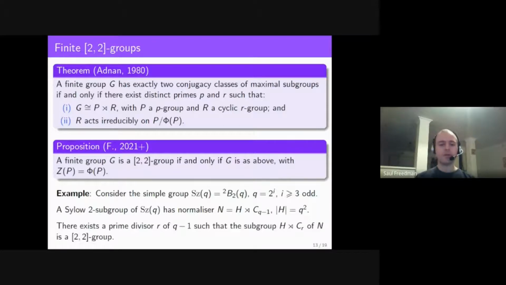Now it turns out there exists a prime divisor R of Q minus 1 such that the subgroup of N equal to the semi-direct product of H by the cyclic group of order R is a 2-2 group. So I won't prove this fact here, but it is a fact that these are all 2-2 groups. So this gives examples of 2-2 groups for each odd integer I. So you'll note that each of these examples of 2-2 groups has even order, and in each case the cyclic R subgroup actually has prime order R.